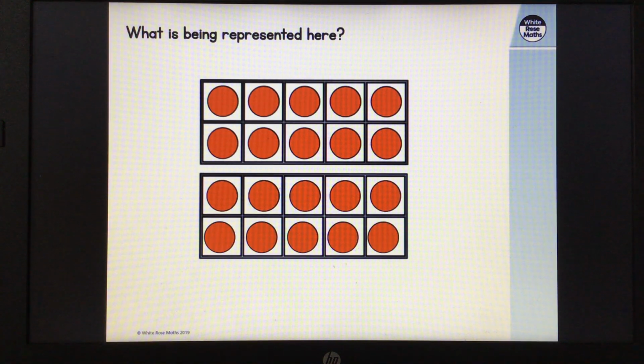What's being represented here? 20? Yes, that's right. We've got 10 at the top in the 10 frame and 10 at the bottom in the 10 frame. 10 and 10 is 20. So 20 altogether.